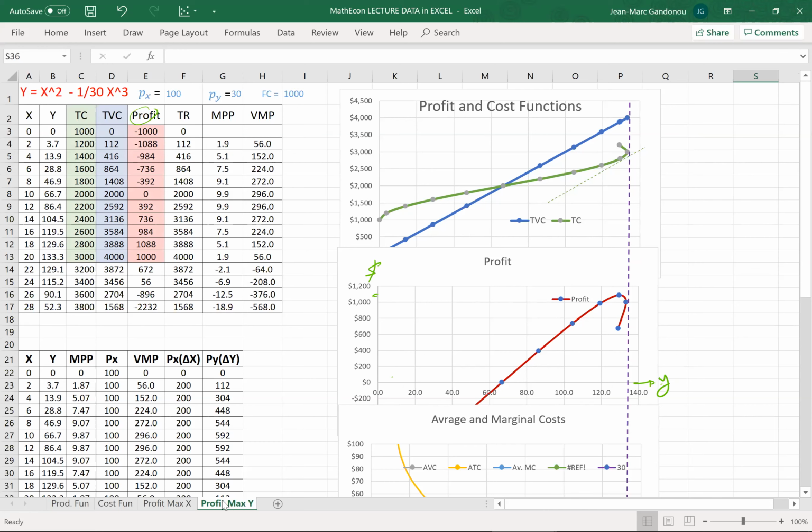So we want to find the optimum output, and it seems like it's somewhere around here, okay? So that is maximum profit, right? To maximize profit, basically, how much do I need to produce? That's what it is, okay? How much do I need to produce to maximize profit? And beyond that point, I'm going to lose money.